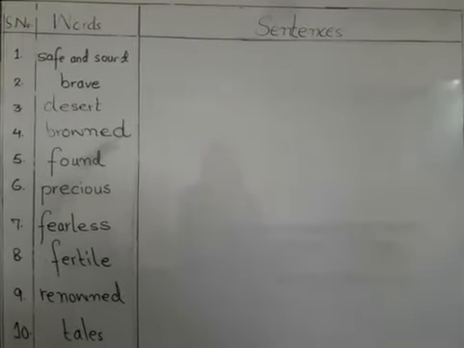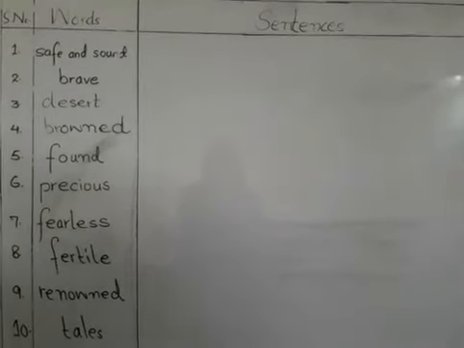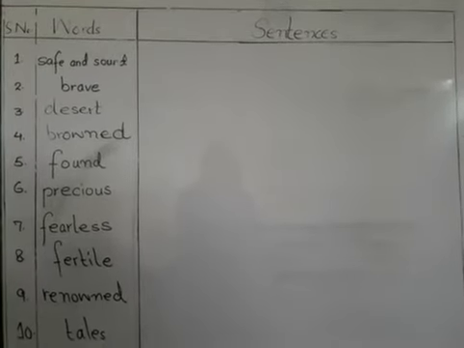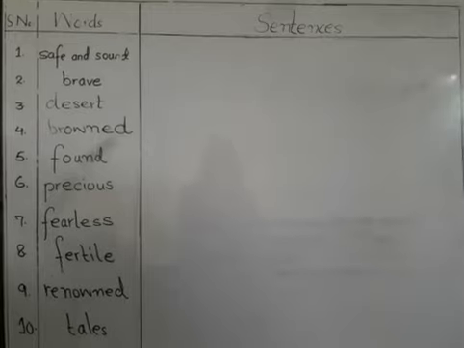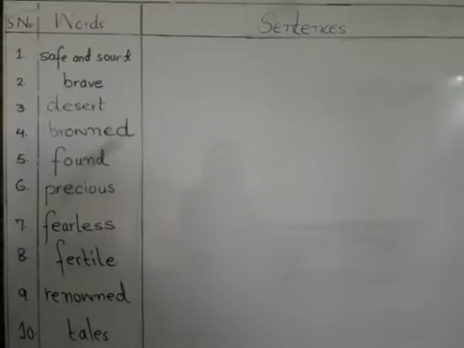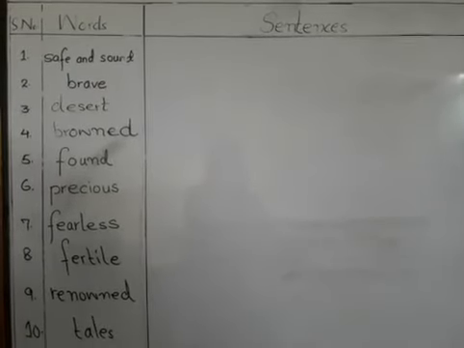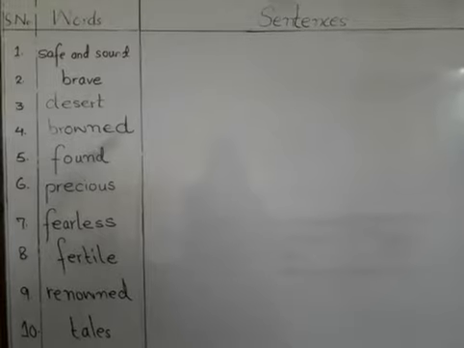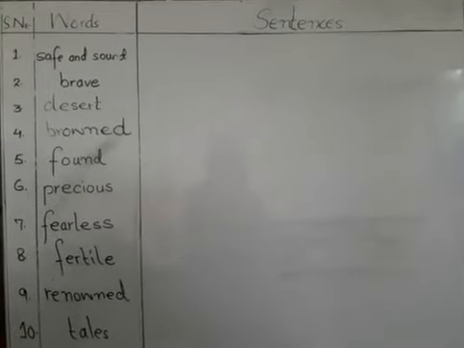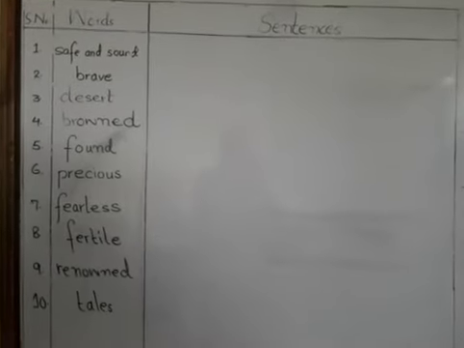So what will be the example sentence of safe and sound? As I told you, what is the meaning of safe and sound? Secure, out of danger, unharmed. And the sentence could be like this: the train reached its destination safe and sound. I'm glad to see you safe and sound. The missing children were found safe and sound. There are so many sentences can be made by using this idiom.